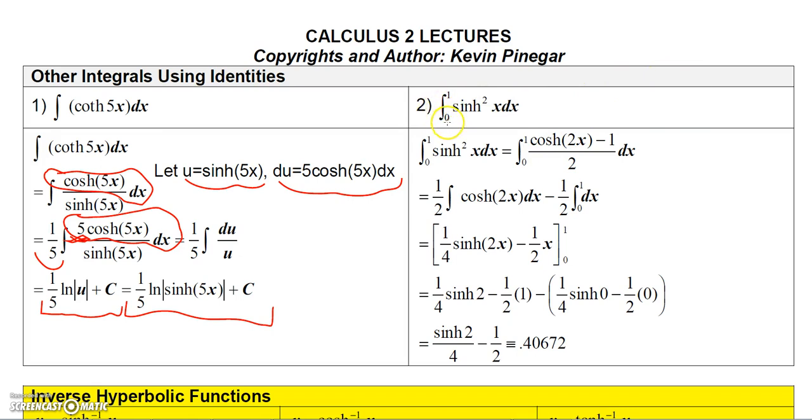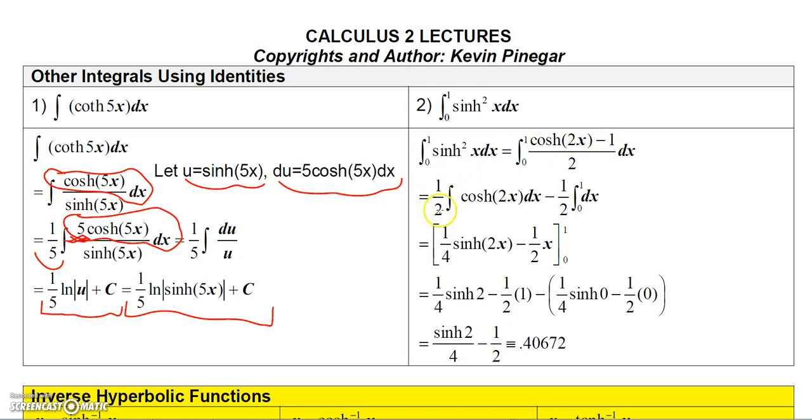So I'm going to integrate hyperbolic sine squared of x from 0 to 1. Now I don't have a formula for hyperbolic sine squared of x, so what I'm going to do is use one of the identities. I can write the hyperbolic sine squared of x as hyperbolic cosine of 2x minus 1 over 2. And then what I'm going to do is break this up into two integrals. So I'm going to break it up into hyperbolic cosine of 2x over 2 minus 1/2. And then I'm going to factor the 1/2 out of each of those integrals.